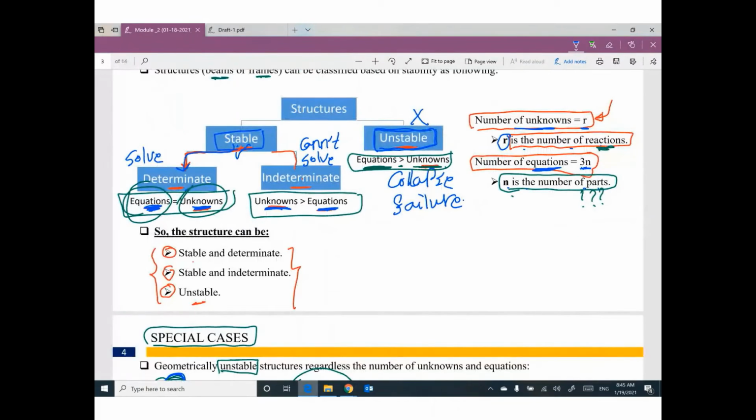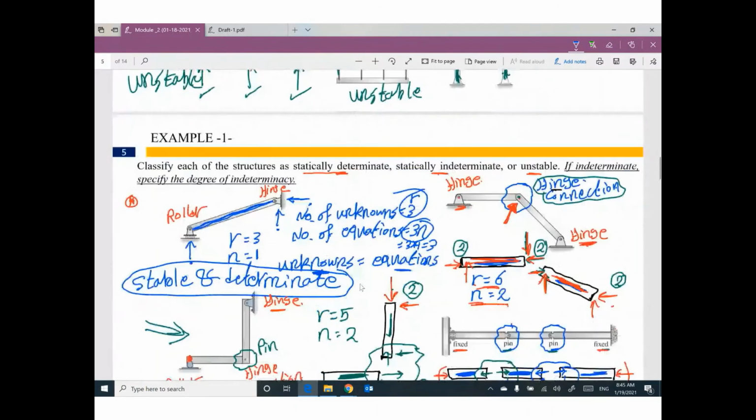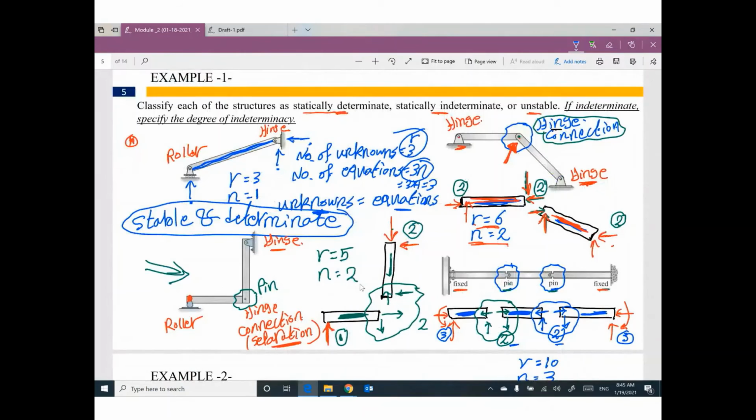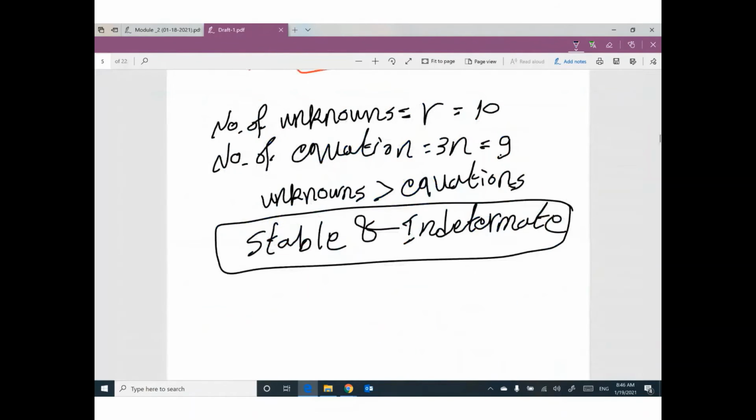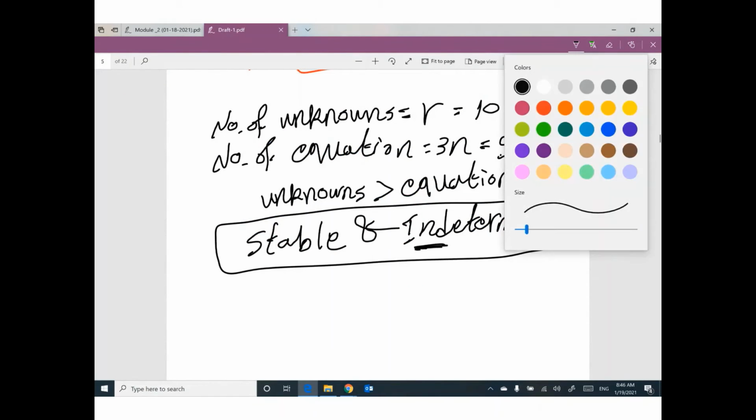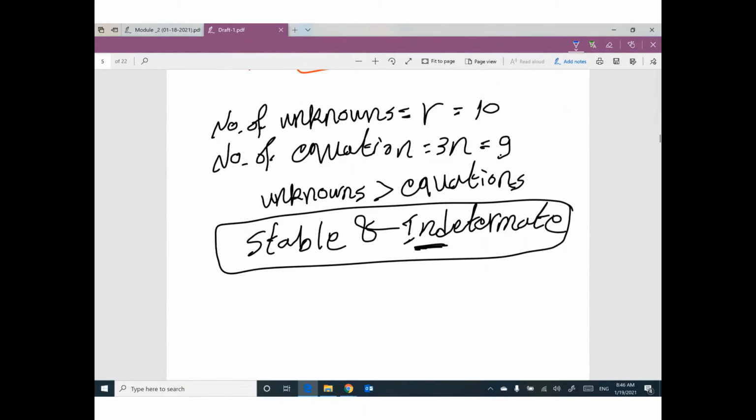We have here a hint saying if the structure is indeterminate, specify the degree of indeterminacy. How many times is your structure indeterminate? Only if the structure is indeterminate. I believe your structure right now is stable and indeterminate. How many times is it indeterminate? 1 time.